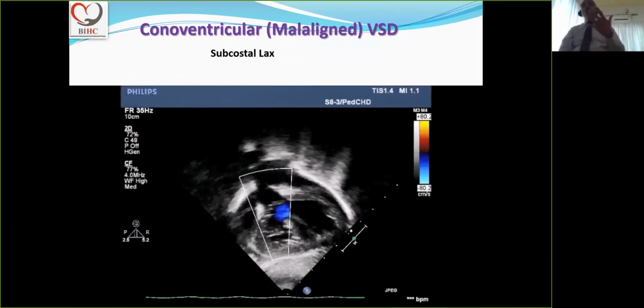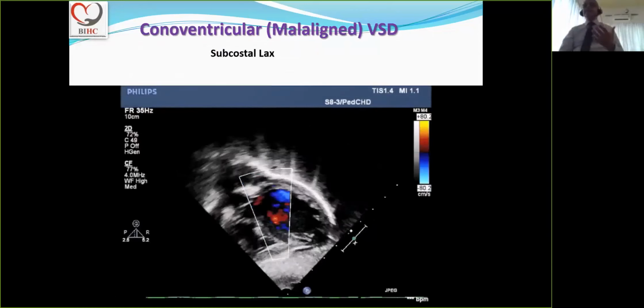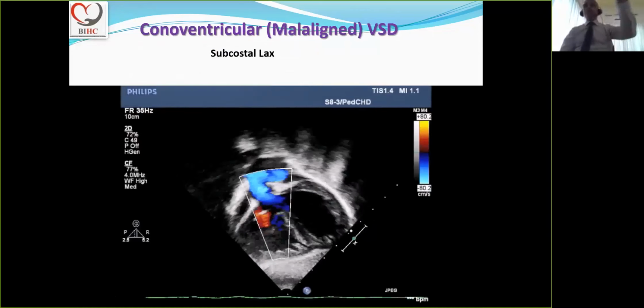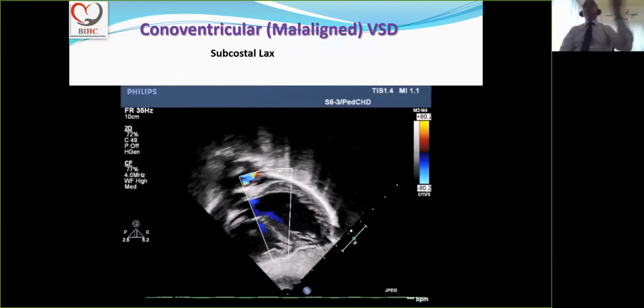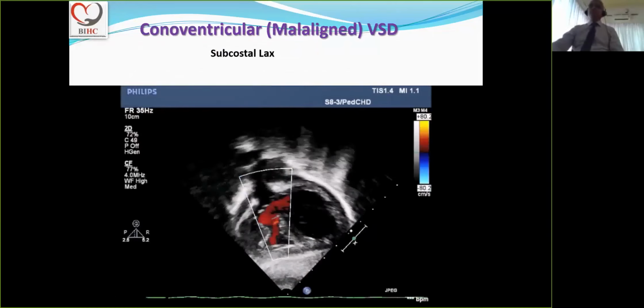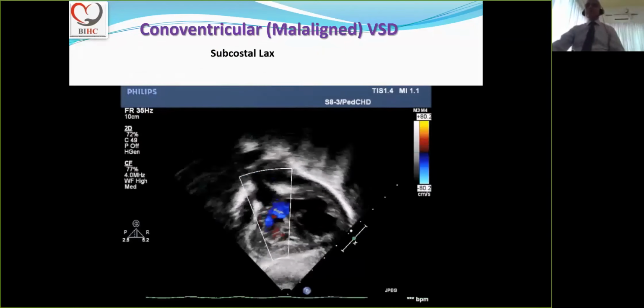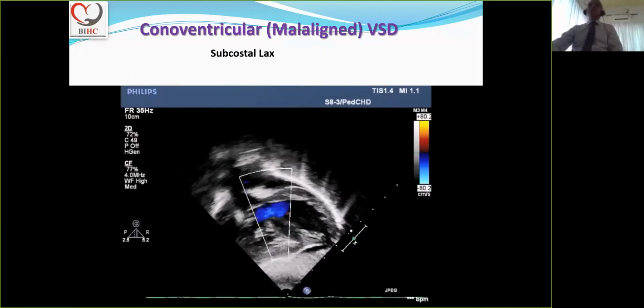In a tetralogy of Fallot, we have a malaligned VSD. It's a conoventricular VSD because it involves the conus or the outflow part, and it also involves the perimembranous septum. But the word conoventricular is synonymous to perimembranous. So this is just called a perimembranous VSD with malalignment.